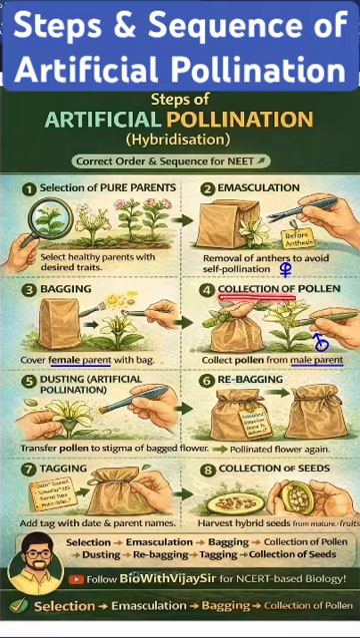Now in the next step we are going to collect the pollen. We are going to collect the pollen from the plant which we consider as the male parent. Once the pollen are collected with the help of a brush, we are going to dust the same pollen on the female parent plant, transferring pollen onto the stigma of the bagged flower. Now rebagging is always required to prevent the entry of unwanted pollen again.